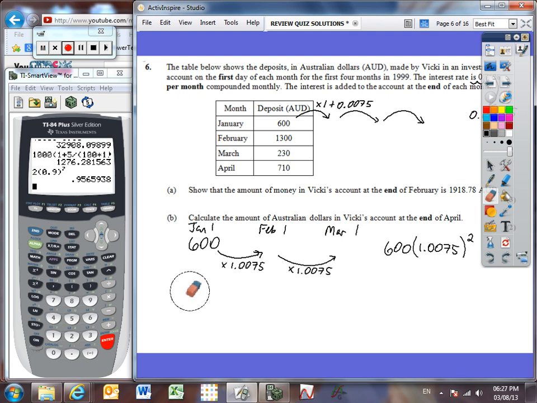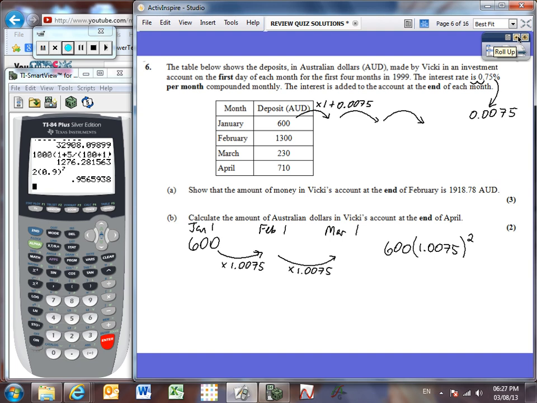Our $1,300 deposit actually occurred in the month of February, February 1. So that's when the $1,300 came, on February 1. And the $1,300 needs to be multiplied by 1.0075, but only once, right? So this total value, 1,300, has only had a growth factor of 1.0075 for 1 month, that is to say during the month of February. So now we just got to add these two quantities together, and we'll end up with the total amount of money in her account at the end of February.